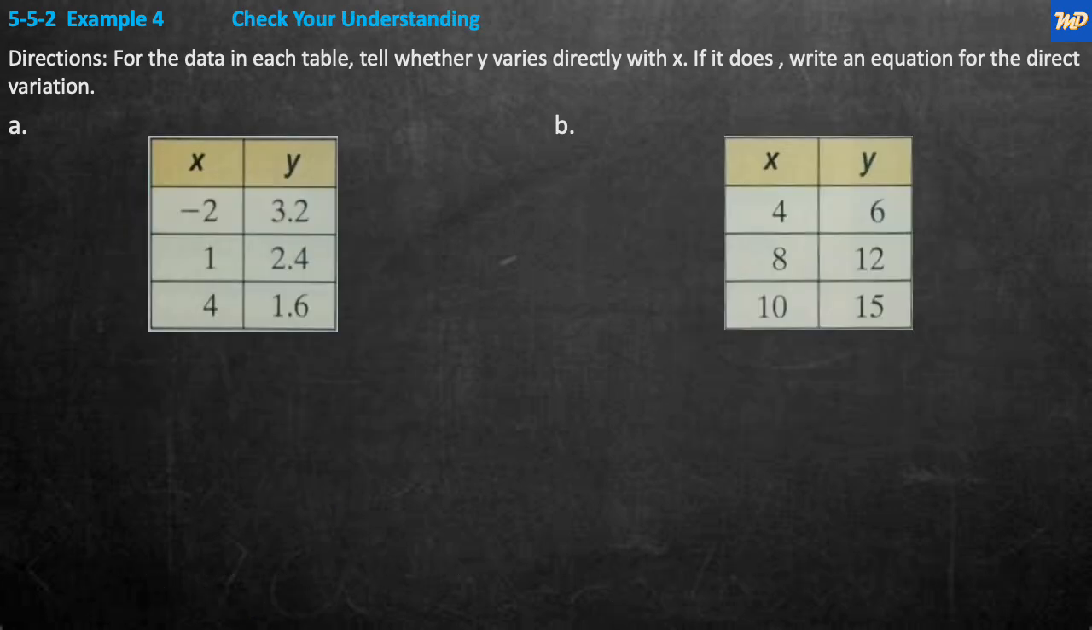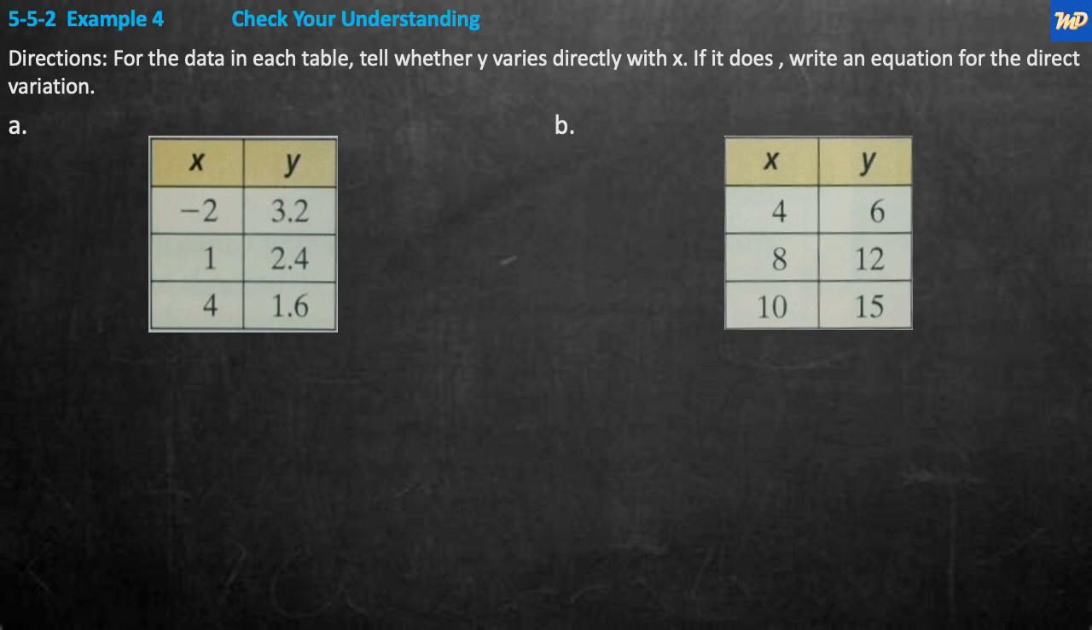Okay, example 4, check your understanding. For the data in each table, tell whether y varies directly with x. If it does, write the equation for the direct variation. So let's look at problem A. This is yours, so why don't you pause the video, give it a try, see what you come up with. I'll wait for you. Okay, so here we go.